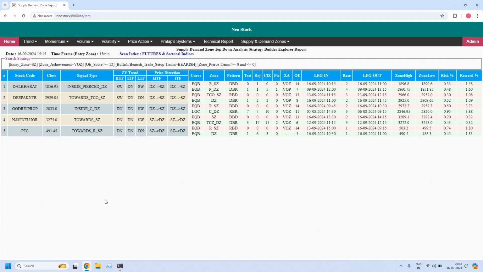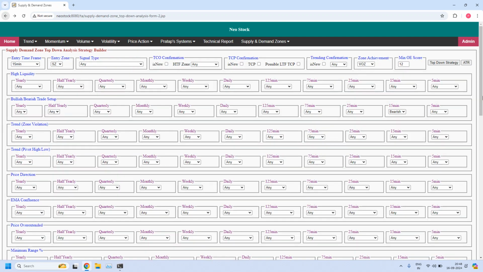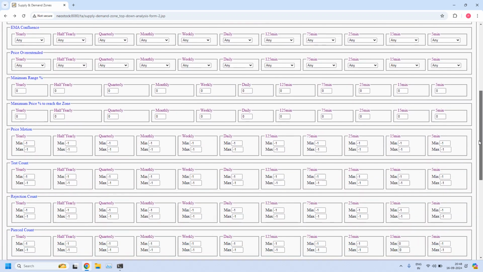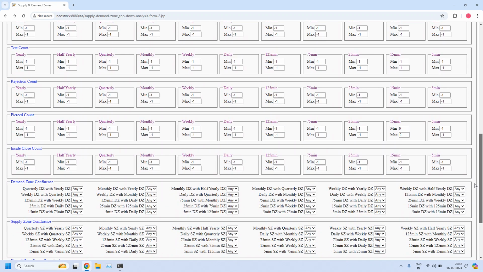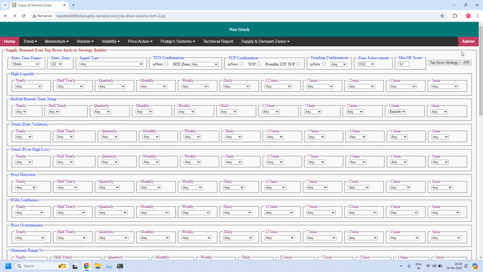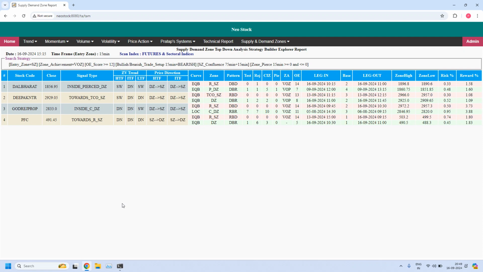Now let's verify out of these 5 stocks how many are having ITF confluence. That means 15 minute zone should be part of the 75 minute zone. So in the supply zone confluence, 15 minute supply zone with 75 minute supply zone confluence, I am enabling the filter. Now let's verify. So 4 out of 5 stocks are filtered. All these 4 stocks are having ITF confluence. ITF is 75 minute zone confluence.